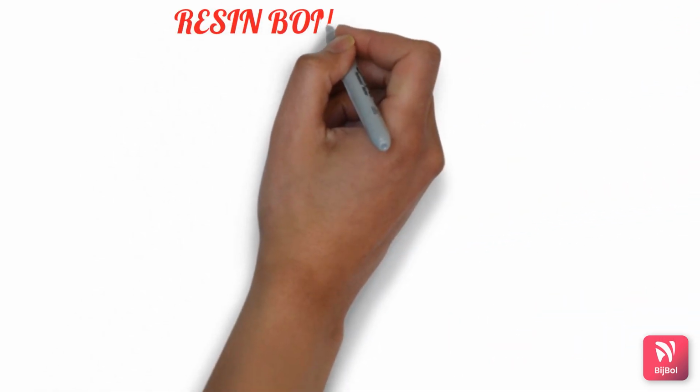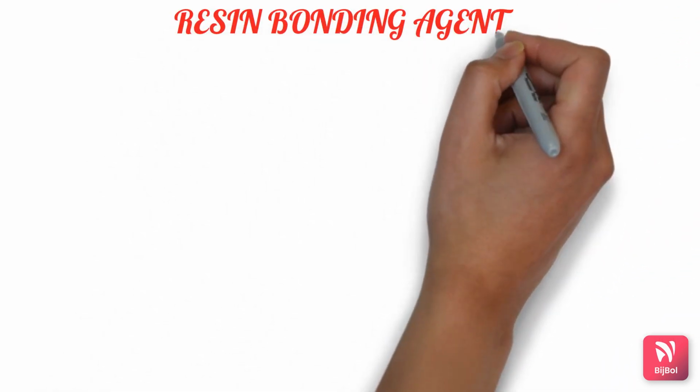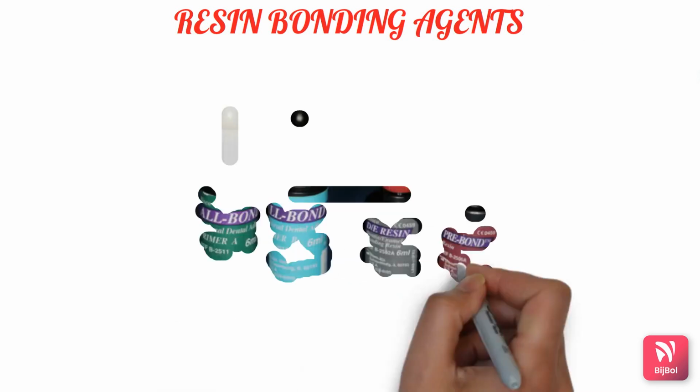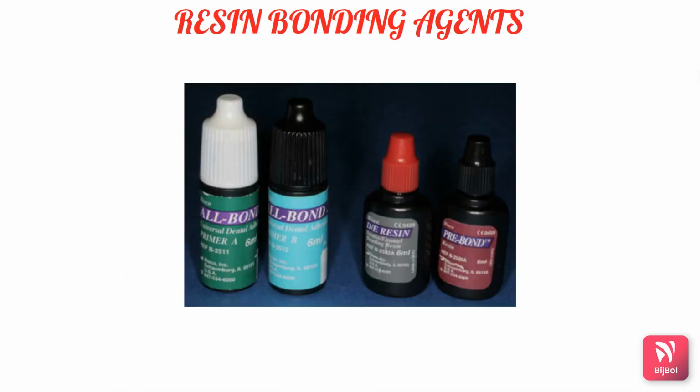Now we'll observe the resin bonding agents. Dentin bonding agents are currently the accepted method of bonding composite resin to the tooth structure. Apart from adhesion, they are also recommended for cavity sealing.